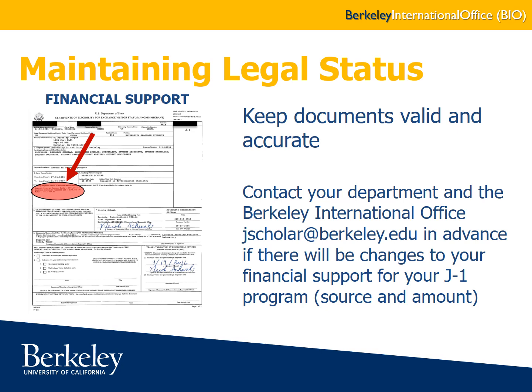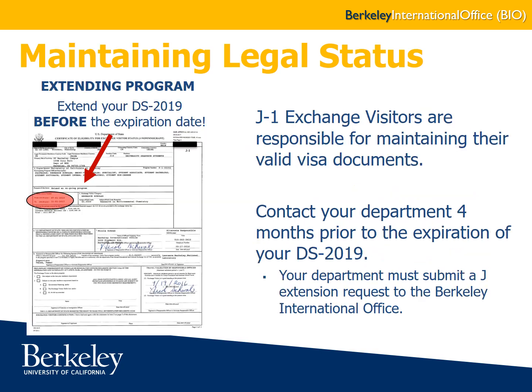You should always keep your documents valid and accurate. So if anything changes regarding your J program, such as a change in financial support, please contact the Berkeley International Office in advance by emailing jscholar@berkeley.edu. Additionally, if you need to extend your J program, please be sure to contact your host department at least 4 months prior to the expiration date of your DS 2019, if possible. The campus process and timing can vary, so it's never too early to inquire about the extension process with your host department.